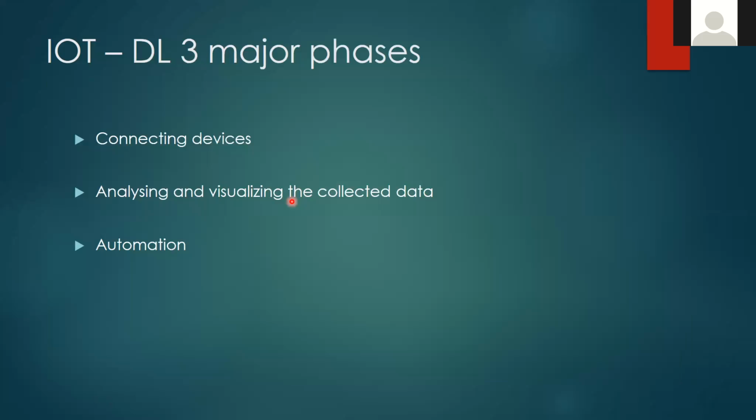Now when it comes to IoT, I don't really have to worry about telling all this. There are three major phases, as you know. First, the connecting devices: you need to understand, according to your application, what IoT device you are going to use, and how you are going to collect the data. Once you collect the data, how are you going to visualize it? Because visualizing is very important in any data analysis.